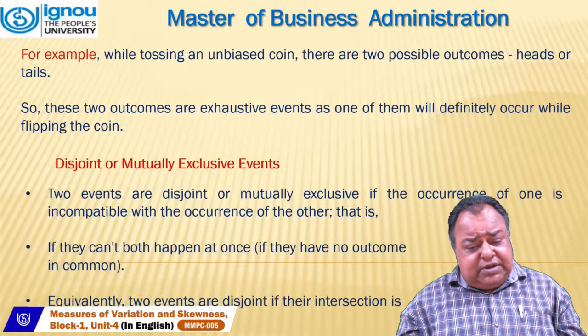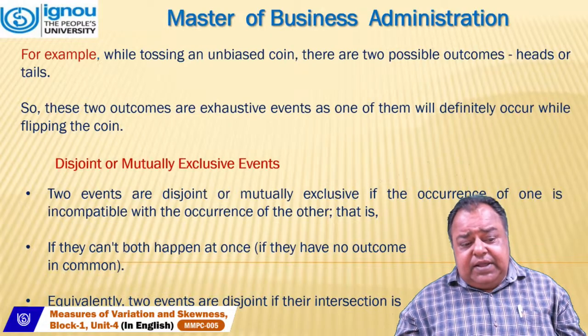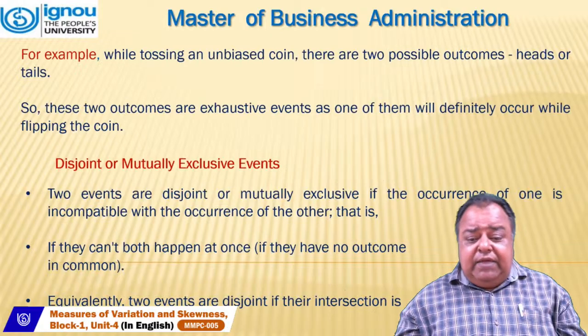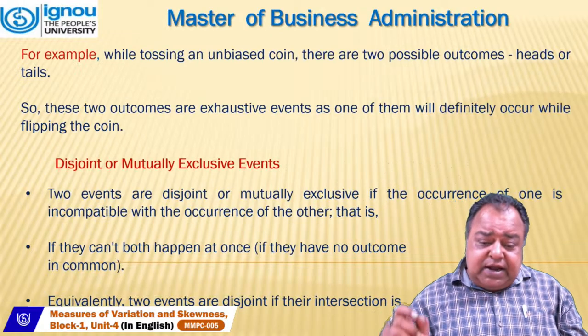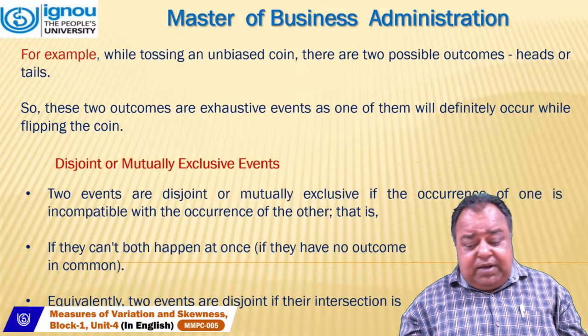Then comes disjoint or mutually exclusive events. Two events are disjoint or mutually exclusive if the occurrence of one is incompatible with the occurrence of the other. That is, they can't both happen at once, and they have no outcome in common. Equivalently, two events are disjoint if their intersection is the empty set, if nothing is common between them.